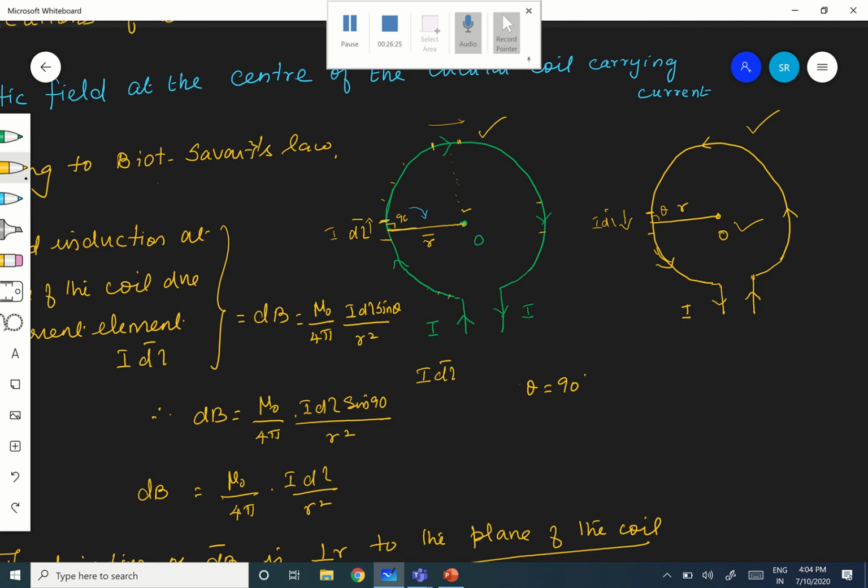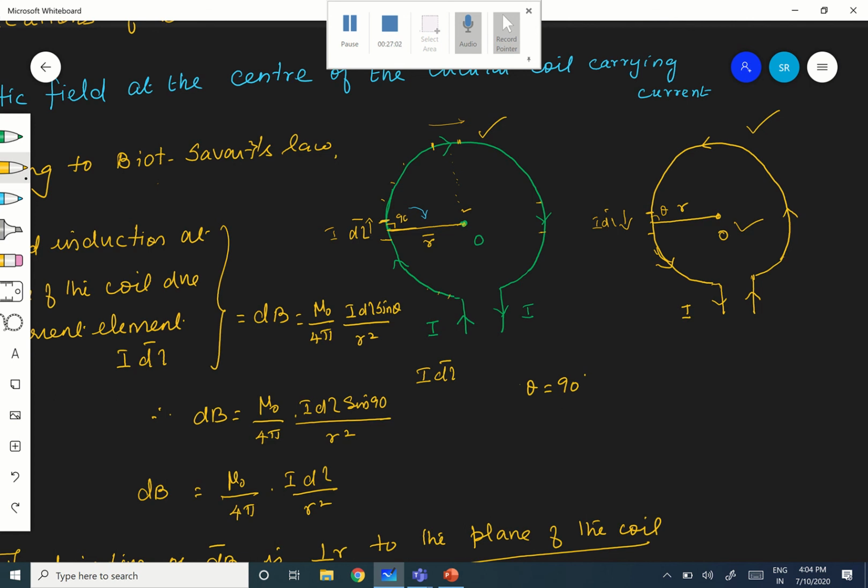And if you come to the yellow coil, the current is in the anti-clockwise direction, which means the curvature should be in the anti-clockwise direction. If you keep the curvature of the fingers of your right hand anti-clockwise, with the thumb stretched perpendicular, the thumb shows the direction of the magnetic field at the center of the coil. Therefore, it is going upward. It is perpendicular to the plane of the coil and outwards.